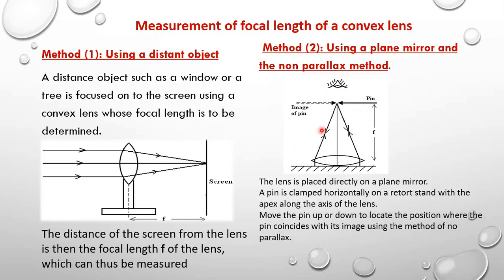And when we have achieved that, we are going to measure the distance from the pin up to the convex lens. And that distance f, which has been measured, is going to be the focal length of the lens.